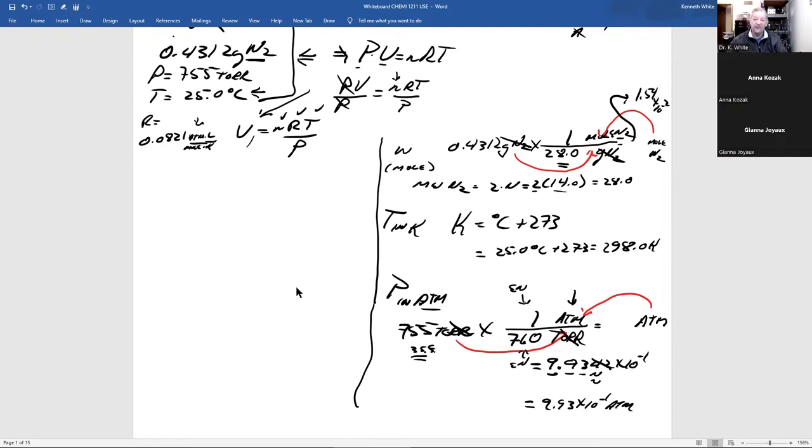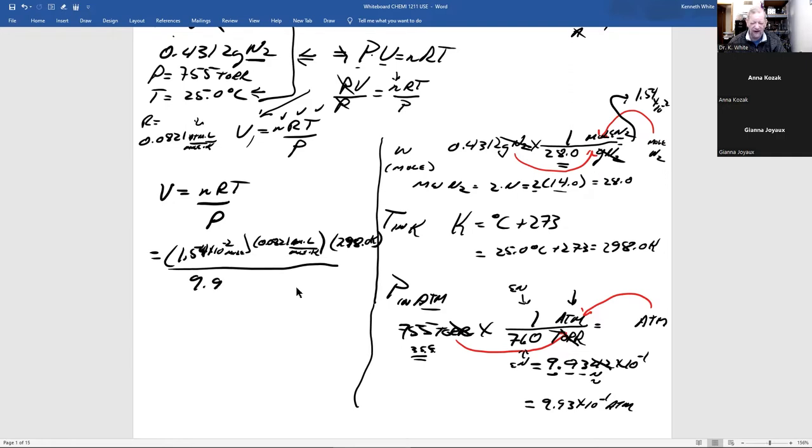Am I done? No. This is why it's 15 points. And when you do it yourself, it goes quicker because I'm taking it very slow. Remember, we figured V equals nRT over P. So what's n? 1.54 times 10 to the minus 2 moles. What's R? 0.0821 atmospheres liter per mole Kelvin. What's T? 298.0 Kelvin. And what's my pressure? 9.93 times 10 to the minus 1 atmospheres.